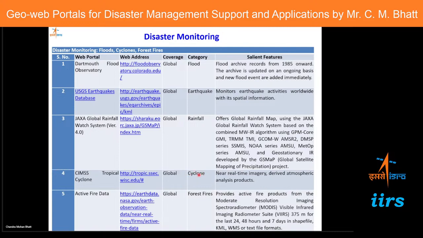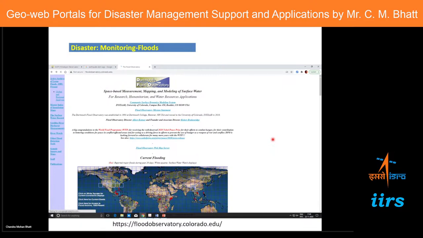If you're interested in cyclones, there is CIMSS Tropical Cyclones, a website which provides information on track and intensity. Apart from that, there is one more site called Cyclocane. For forest fires, there is one more site, active fire data. It provides Earth data from nasa.gov. From the NASA side, it provides active fire products from the Moderate Resolution Imaging Spectroradiometer (MODIS) and the Visible Infrared Imaging Radiometer Suite (VIIRS) at 375 meters. So there are a number of these.